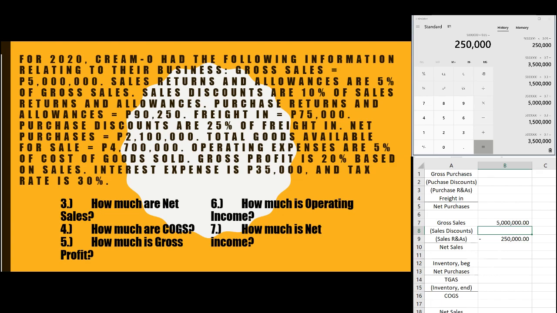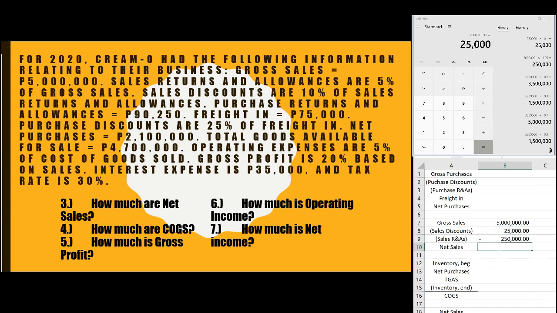Okay, negative. And then next given is sales discounts are 10% of sales returns and allowances. So you basically have to follow the given. Sundan nyo lang kung sa sinasabi naman niya, very specific. Si sales discount, 10% daw siya ni sales returns and allowances. So ibig sabihin, anong 10% nito? 250,000 times 0.1, we have 25. So this is 25,000. Once again, negative dahil sa formula.